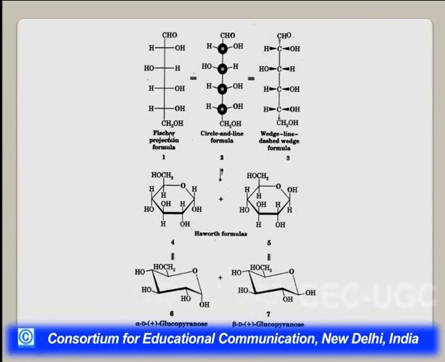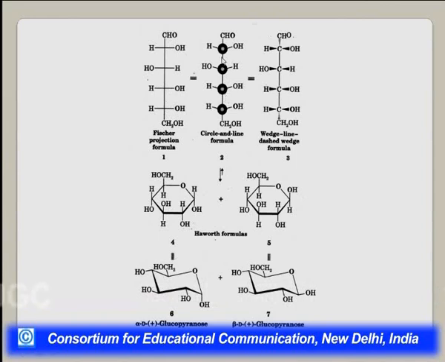This is the Fischer projection formula. We can represent this structure equivalently with this kind of structure, which is called the circle and line formula. You can see each stereocenter carbon, which is stereo-asymmetric and chiral in nature, is represented by this black dot.